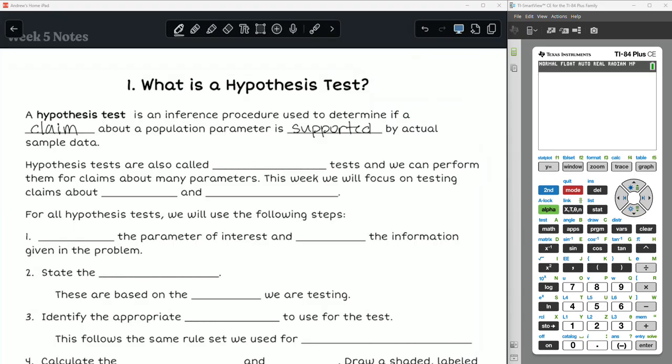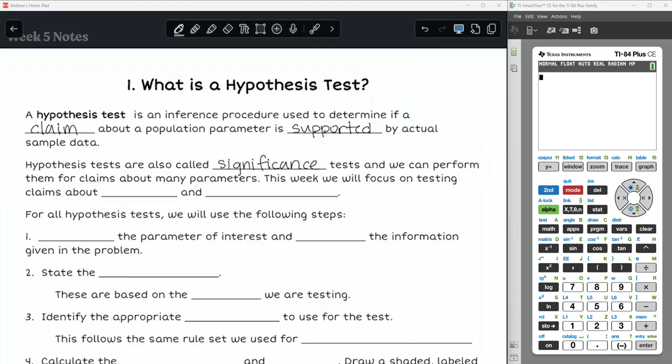So last time we didn't know the population value and we were using sample data to estimate it. With hypothesis testing, someone else has made a statement about a population value and we are using sample data to check the validity of that statement. These types of tests are also sometimes called significance tests. And we will use a level of significance when we perform them.